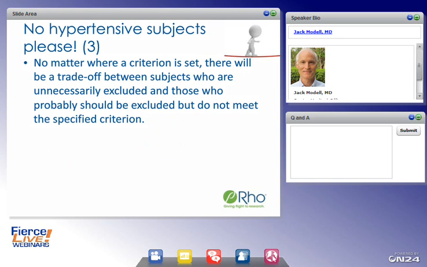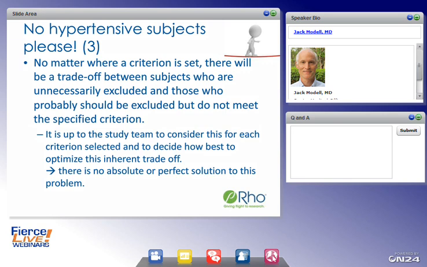Okay, so clearly, as I've described with hypertension and depression, no matter where you set a criterion, there's going to be a trade-off between subjects who are unnecessarily excluded and those who probably should be excluded but don't meet the specified criterion. So the study team just has to decide what the best trade-off is.